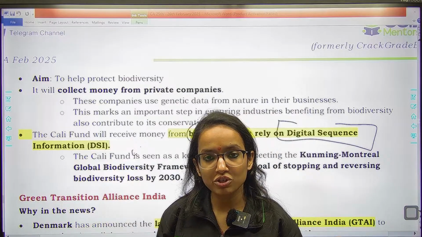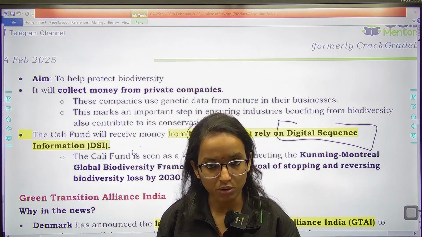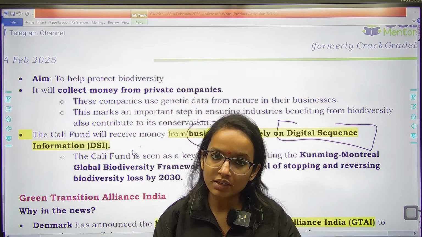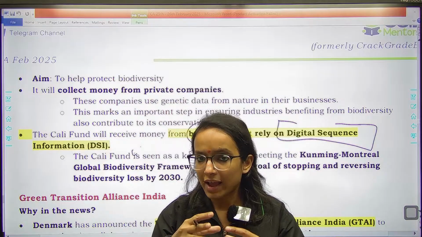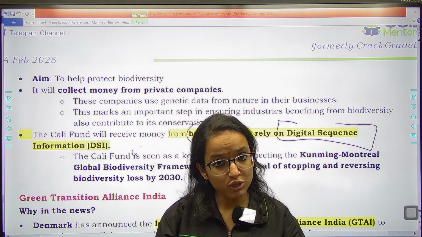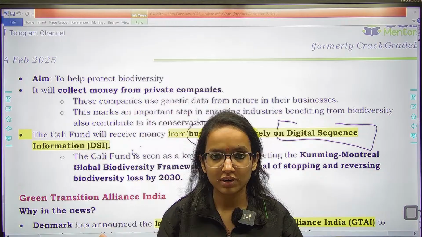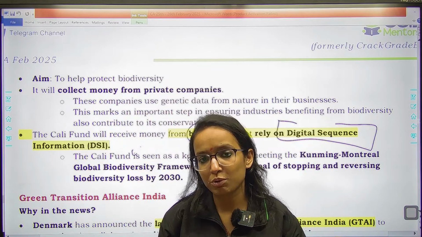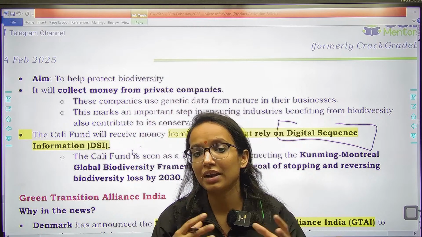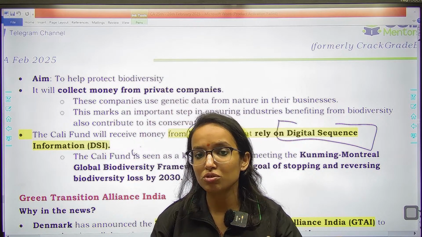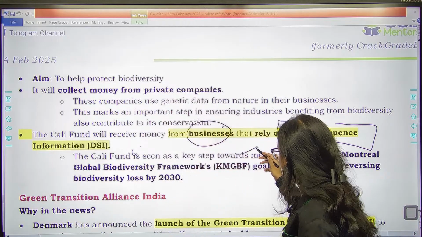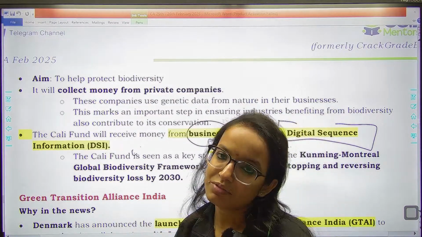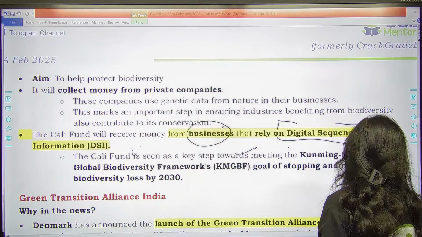Digital sequence information क्या है? You see, genetic information and all, those which are sequenced and altered and generated online digitally. ऐसी information. Businesses use this information to grow and expand their businesses, like biotech, etc. So the government is providing this kind of information. So if you are capitalizing upon this kind of information, you need to contribute, right? So all such businesses who are relying on such DSI will be contributing to this Kali Fund, and that fund would be utilized for biodiversity conservation.